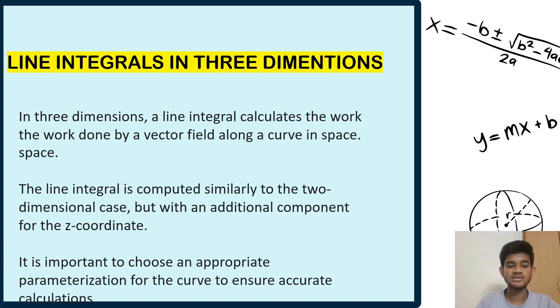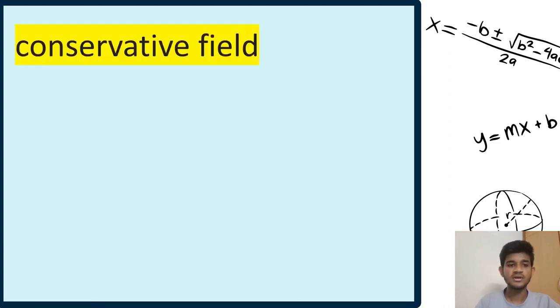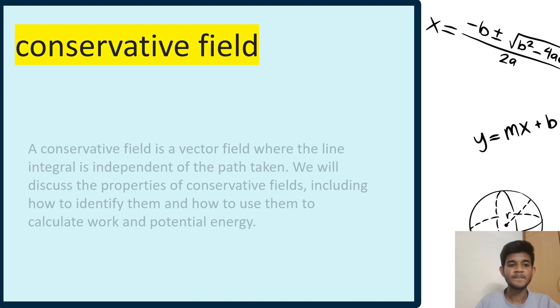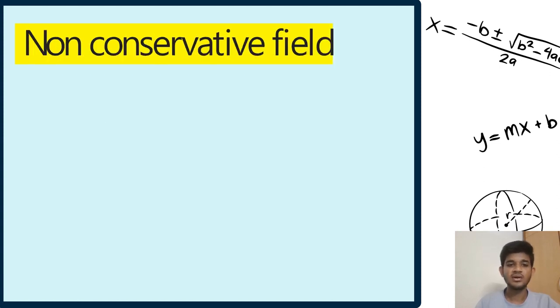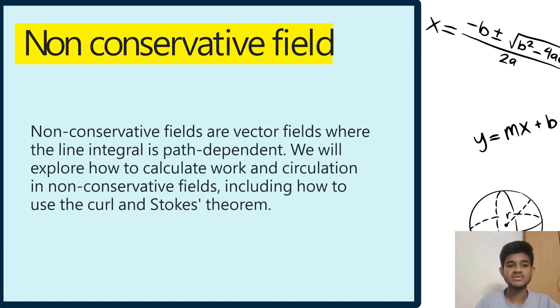Let us see the conservative field. A conservative field is a vector field where the line integral is independent of the path taken. We will discuss the properties of conservative fields, including how to identify them and how to use them to calculate work and potential energy. Non-conservative field. Non-conservative fields are vector fields where the line integral is path dependent. We will explore how to calculate the work and circulation in non-conservative fields, including how to use the curl and Stokes theorem.